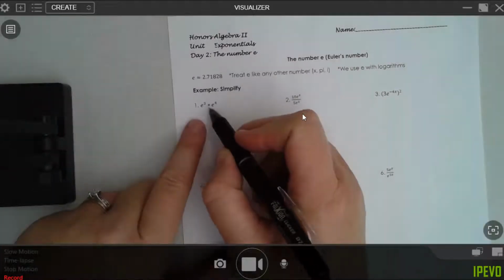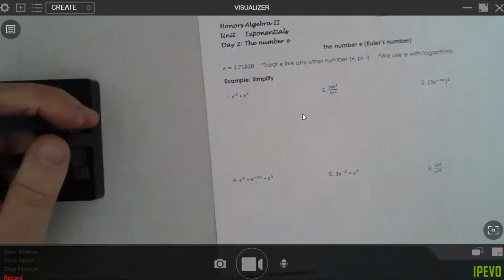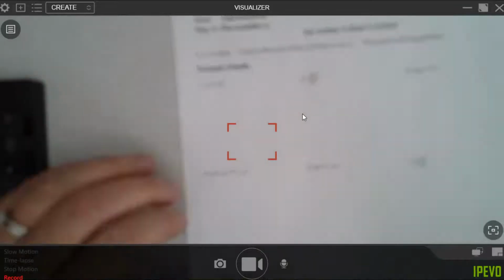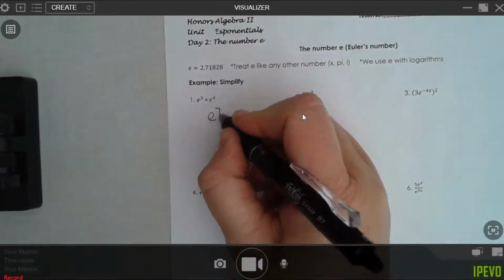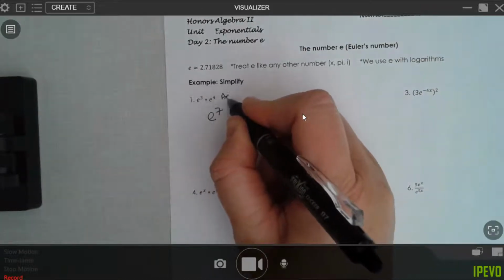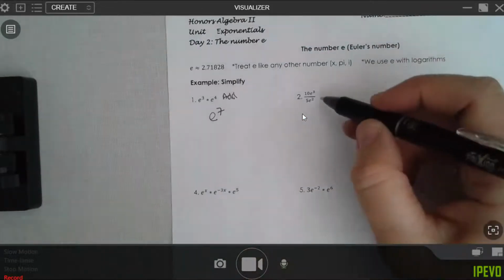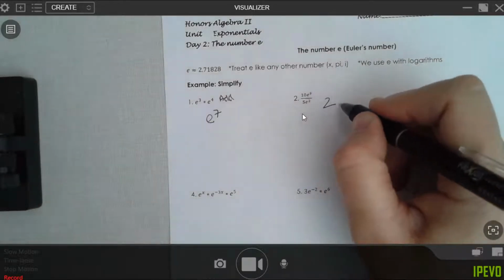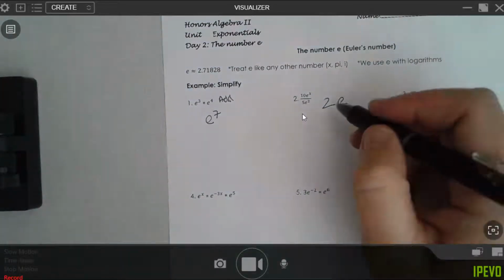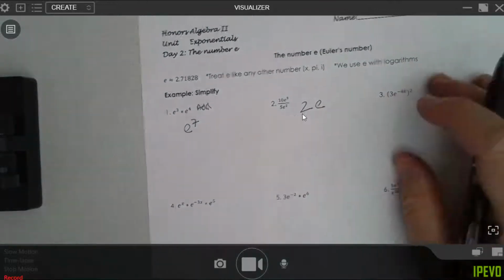So they have the same base, so you would add your exponents. Sorry, it looks kind of dark here. I'm going to try to move this down, see if it will lighten up a little bit. So this becomes e to the 7th because I just added those. And then right here, we divide our numbers. So it becomes a 2, and you subtract your exponents. So 3 minus 2 is 1. So we get e to the first. You don't have to put a 1 because it's there.